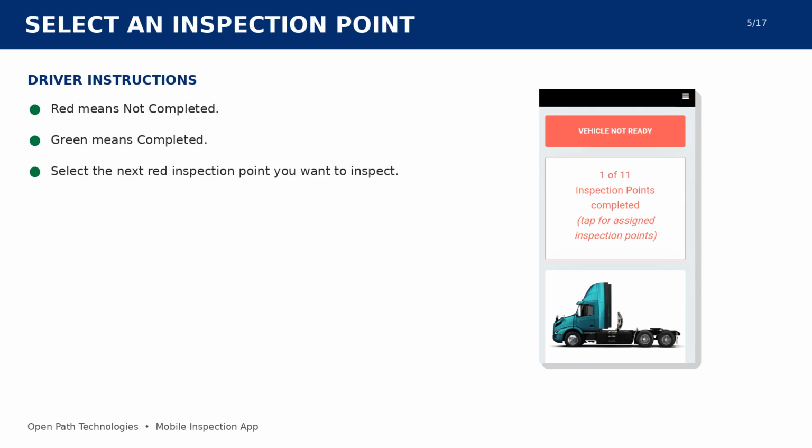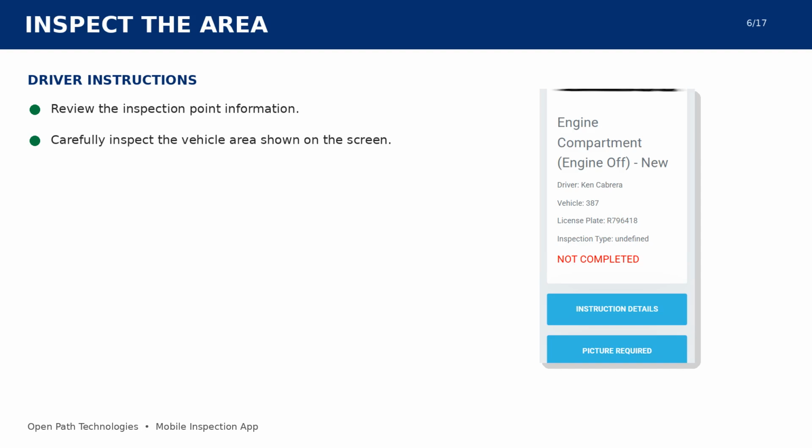The app will automatically start with the first inspection point. After that, you can select the next inspection point you want to inspect in whatever order works best for you. Before completing the inspection point, carefully inspect the area of the vehicle shown on the screen. Review the vehicle and inspection information to make sure you're inspecting the correct area.